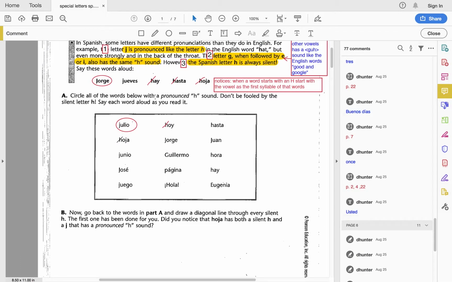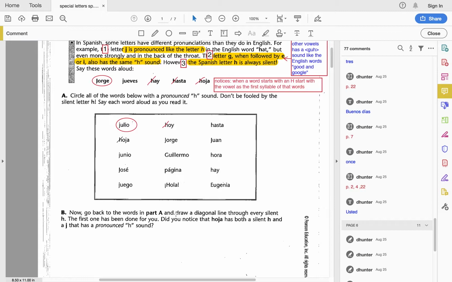Practice here is pretty simple. It says circle the words below that have a pronounced H sound. Don't be fooled by those silent H's though. Go forward with that practice, and when you've finished circling words like Julio, then you should go through and do part B.